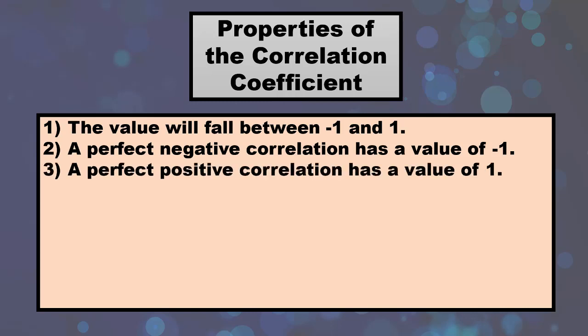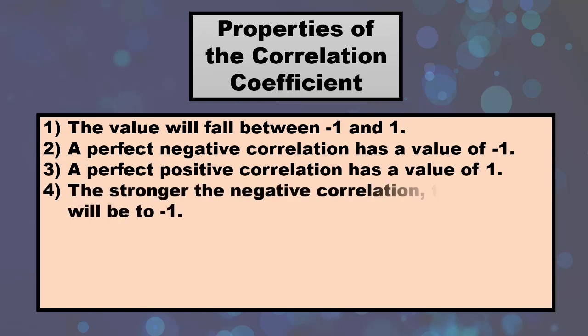A perfect positive correlation has a value of +1 for its correlation coefficient. So again, perfect correlation means they fall on a straight line, not a fuzzy line, a straight line. And this would be a positive correlation, so it would be a straight line going from the bottom left to the top right. The stronger the negative correlation, the closer R will be to -1.